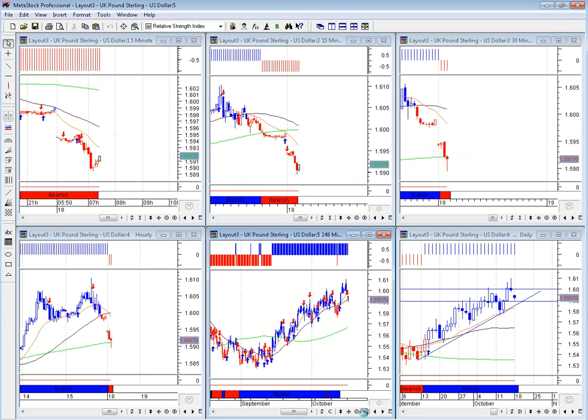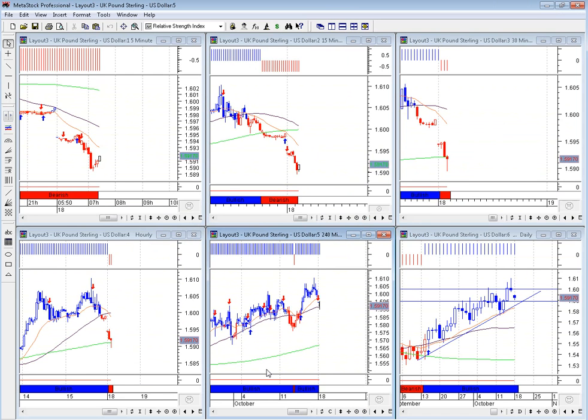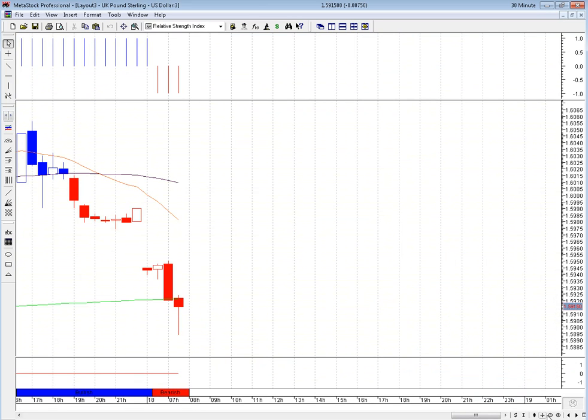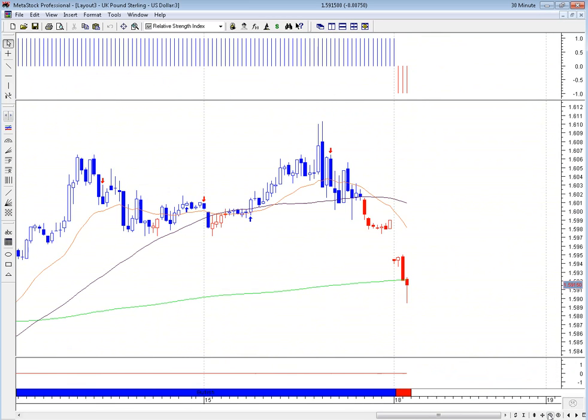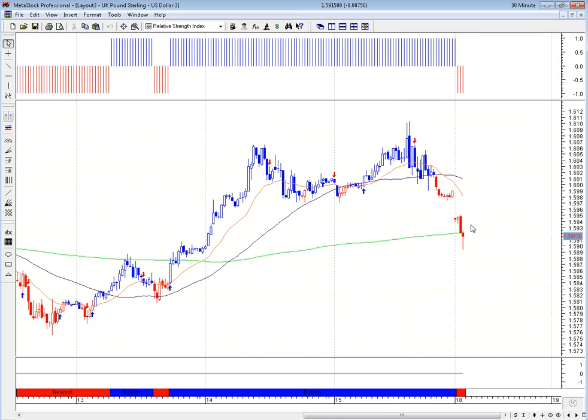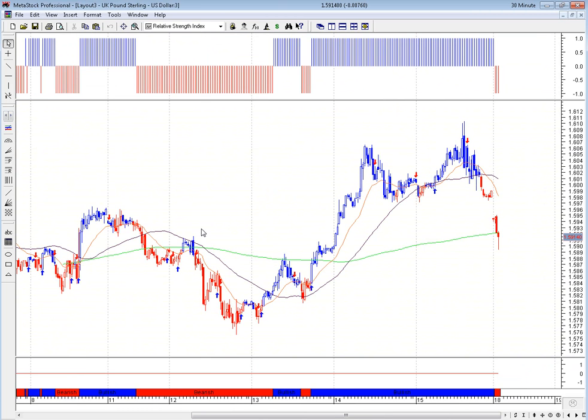A very messy chart, this pair, but you'll notice that on our CTC strategy we've got a sell on all our intraday time frames. So 30 minutes in particular, you can see how for the first time the pair has broken below the 200 period moving average. If this pair can actually close lower at this level here, it would confirm negativity, and we would see further downside movement.